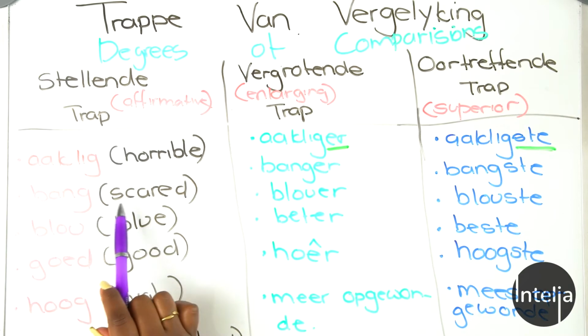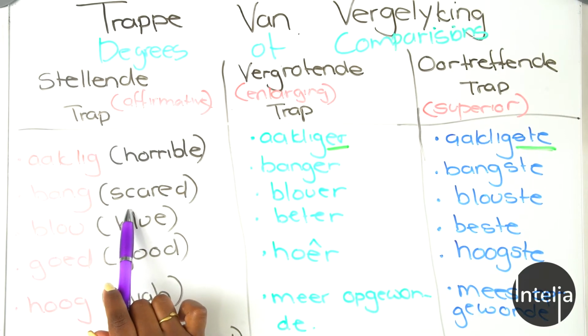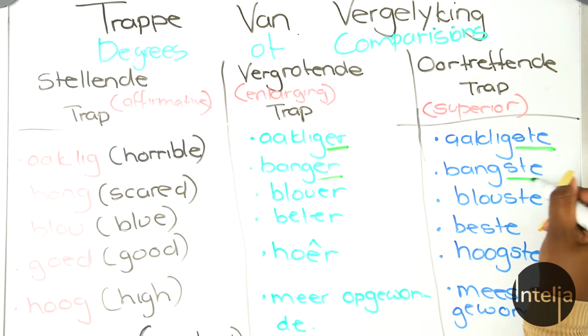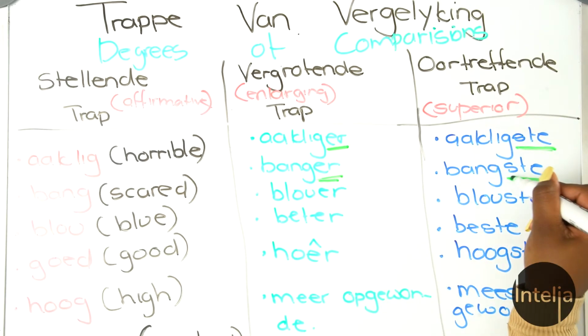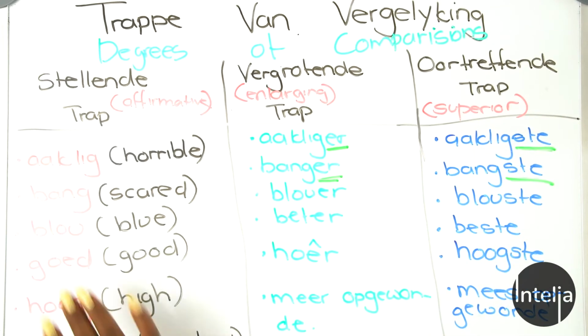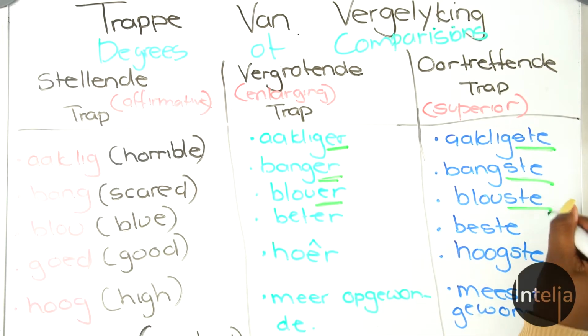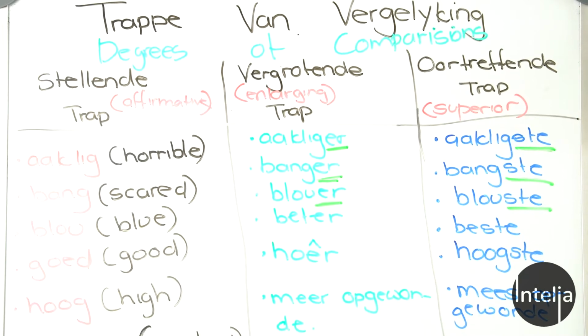Next we have bang, which is scared. So for example, in English, you can't have scared, scareder, scaredest. Those are not words. There are words that we substitute in order to get the idea of how scared a person can be, the degree of fear, right? Bang, banger, bangste. Banger, bangste. Blou, blouer, blouste. Blou meaning blue.